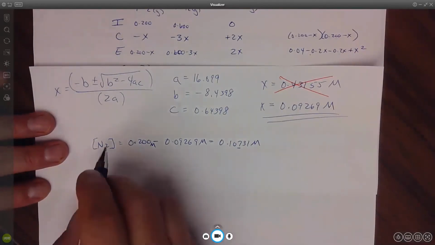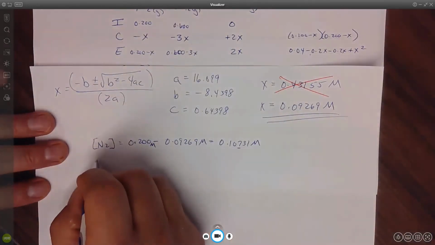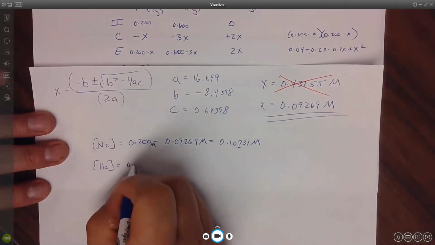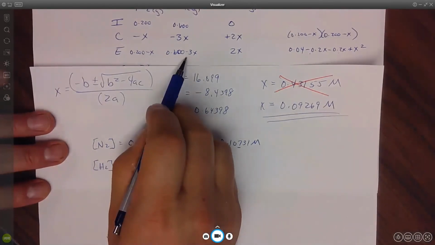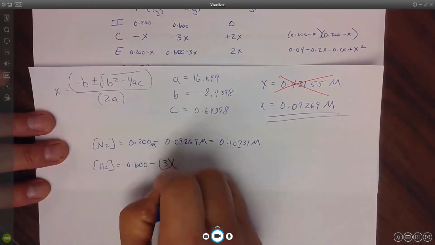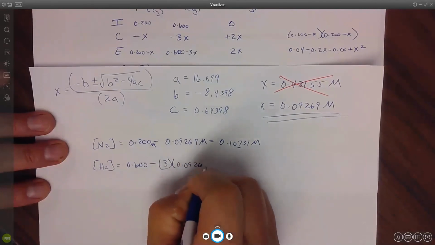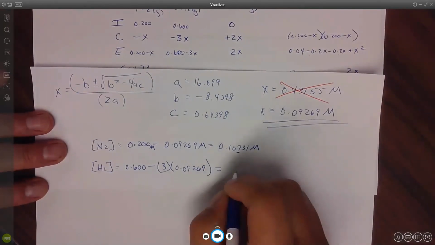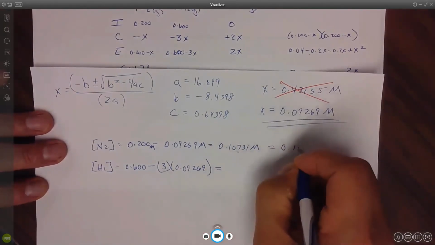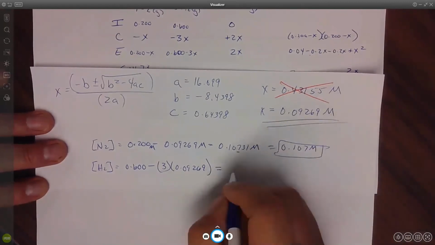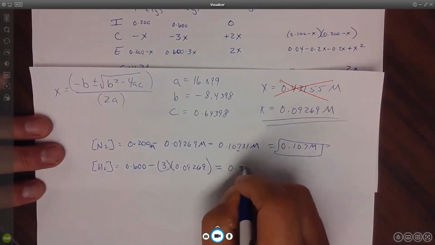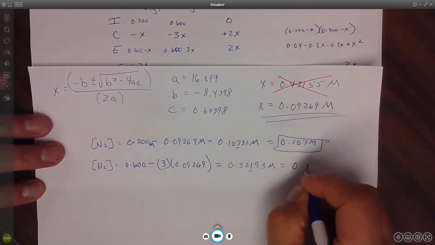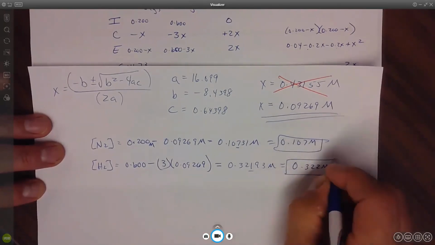So there's our N2. Then our concentration of H2 would be the 0.600 minus our 3x. So that's going to be 3 times our 0.09269 molar. And that would give us a value of 0.32193 molar, or 0.322 molar to the correct sig figs and rounding.